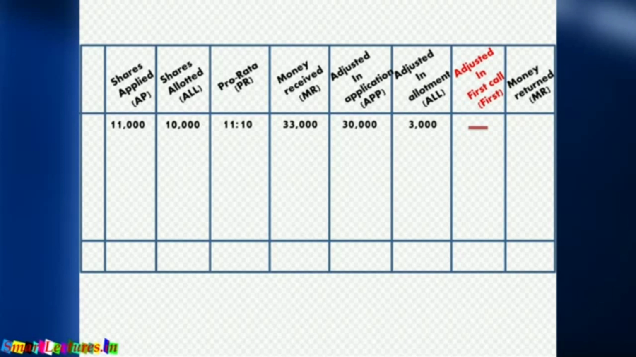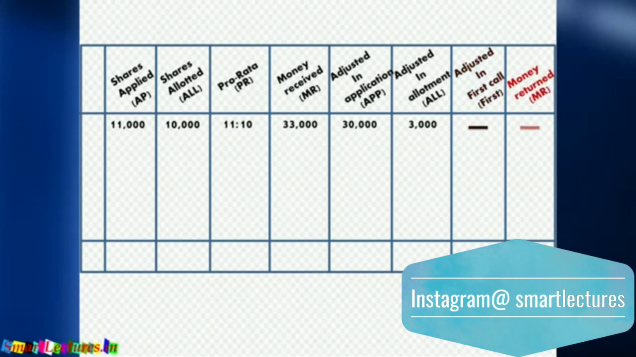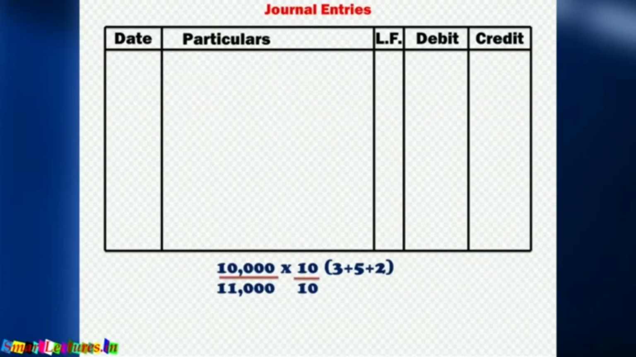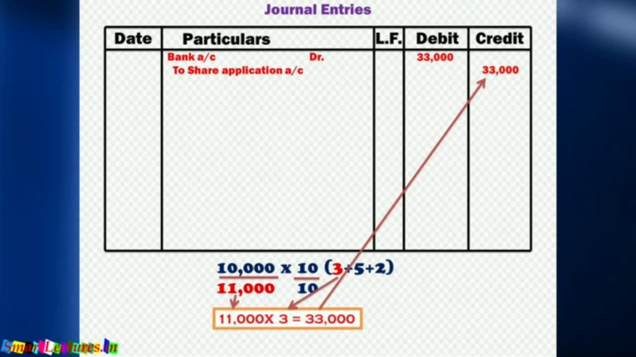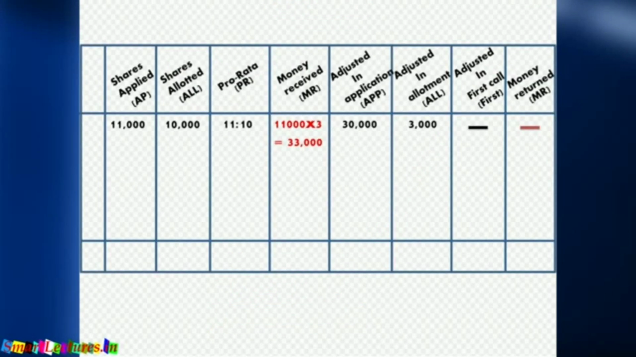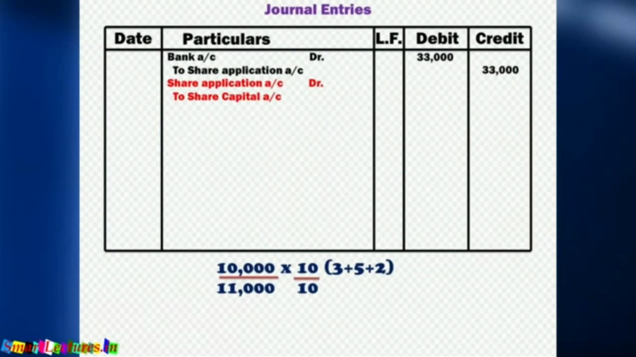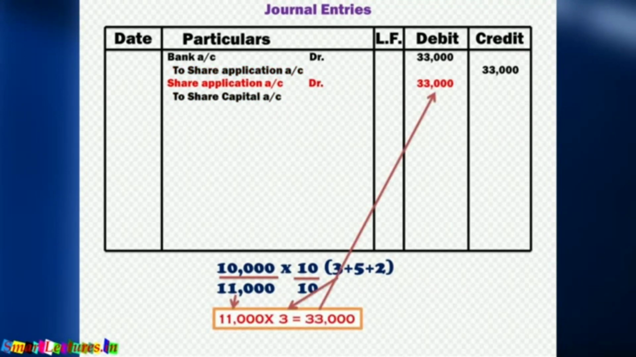So on the basis of the table, you can draw the journal entries. In this situation, bank account debit to share application account, rupees 33,000, that is 11,000 into 3, 33,000 rupees, and our table is showing the same thing. Then share application account debit to share capital account. Share application account was credited by 33,000, now it should be debited by 33,000. Be careful, share application account must be cancelled immediately.